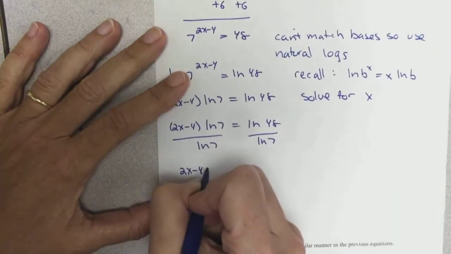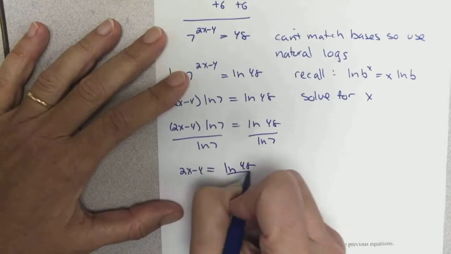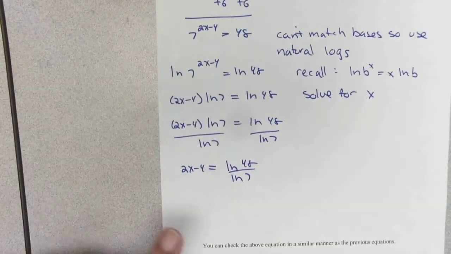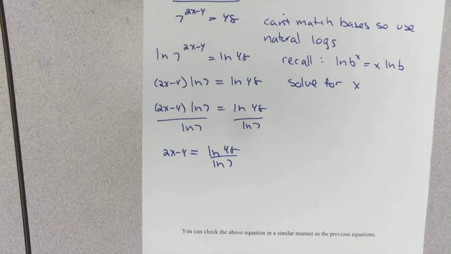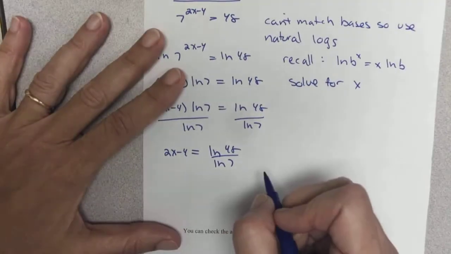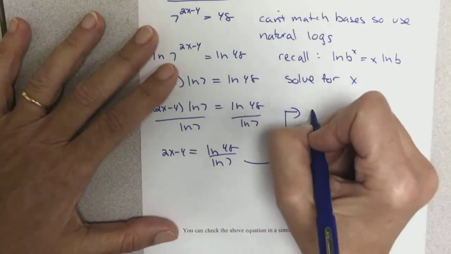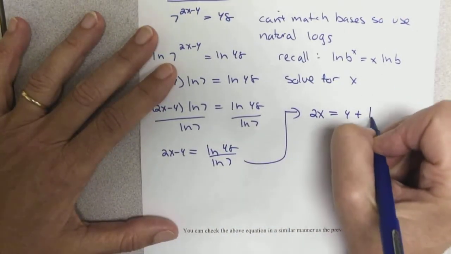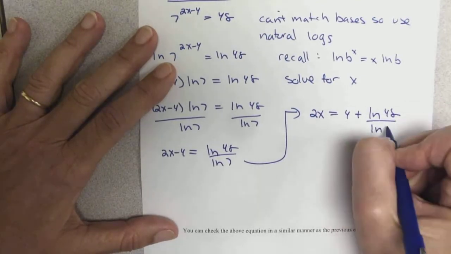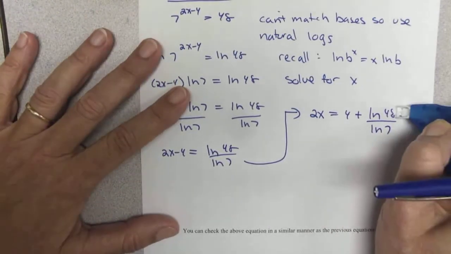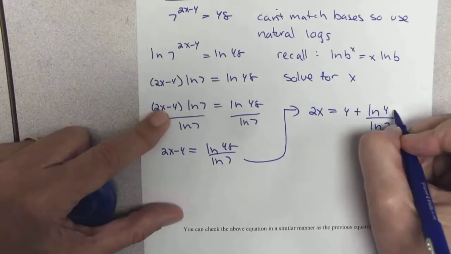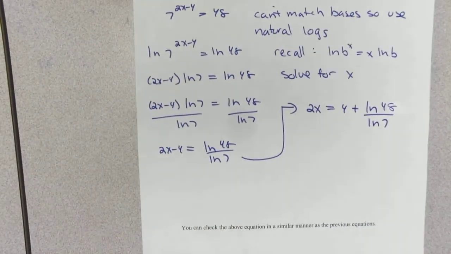And so then I have 2x minus 4 equals natural log of 48 over natural log of 7. That in no way, shape, or form simplifies. That's that. But I still have to get the x alone. So let's go up here and finish. Then I could move the 4 to the other side. So then I have 4 plus the natural log of 48 divided by the natural log of 7.